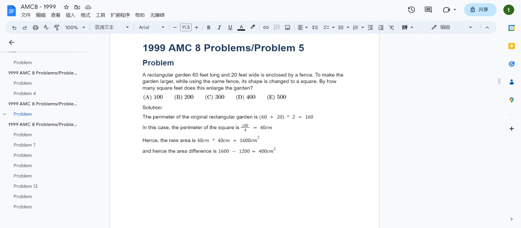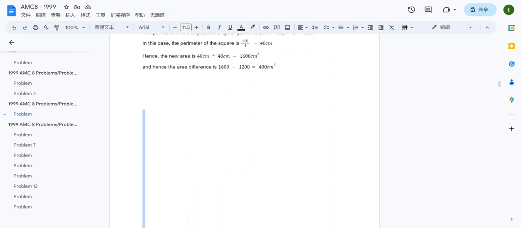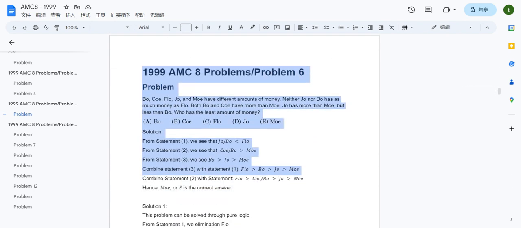Now let us look at problem 6. Problem 6 states, Bo, Cole, Flo, Joe, and Mo have different amounts of money. Neither Bo nor Joe has the same amount of money as Flo. Both Bo and Cole have more money than Mo. Joe has more than Mo, but less than Bo, who has the least amount of money. So let's see the choices.